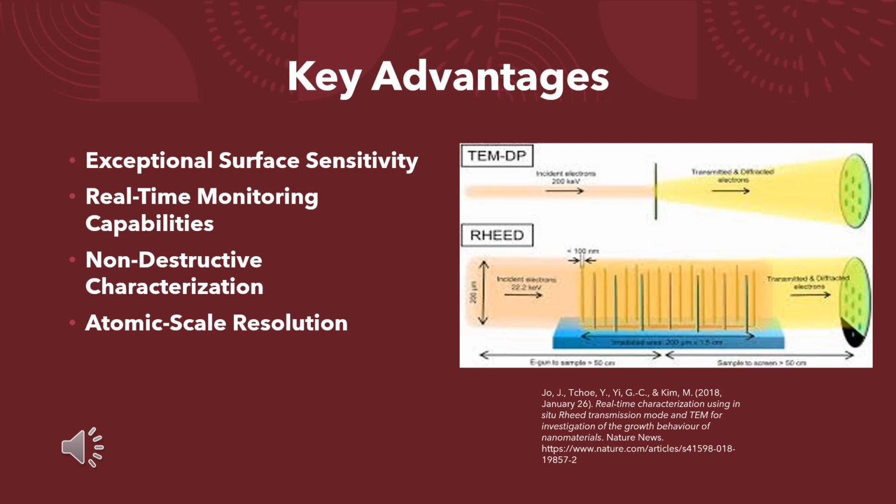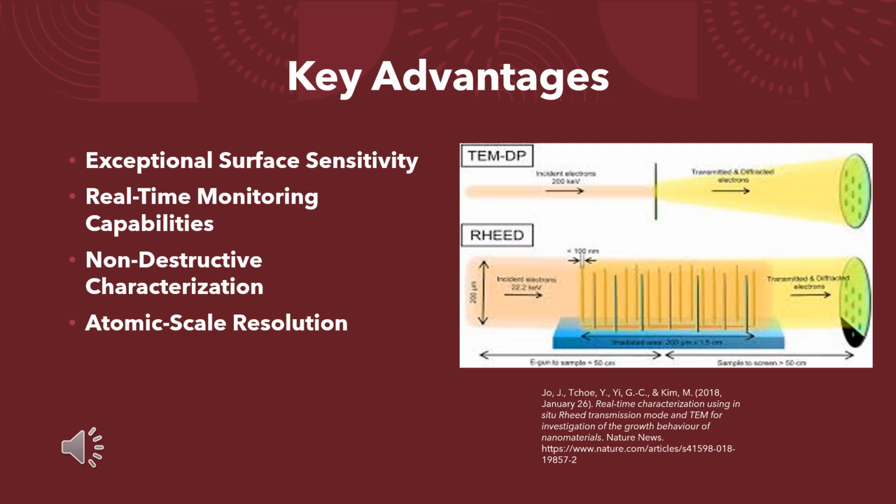RHEED offers several key advantages that make it an essential tool in surface science. Firstly, RHEED provides exceptional surface sensitivity. It's ideal for detailed surface structure analysis, giving us high-resolution data on atomic arrangements and periodicities. Secondly, the real-time monitoring capabilities of RHEED are a major advantage. We can observe dynamic processes like film growth and surface reconstructions as they happen. This real-time insight allows for precise control and optimization of these processes.